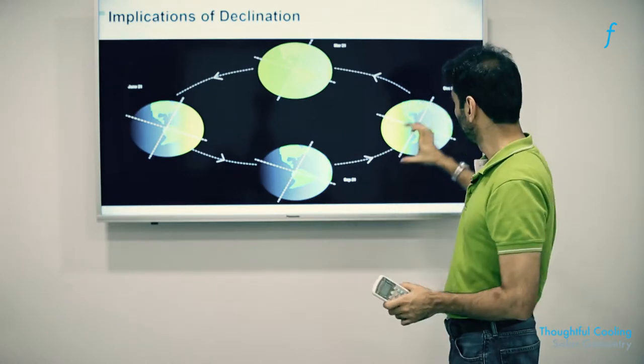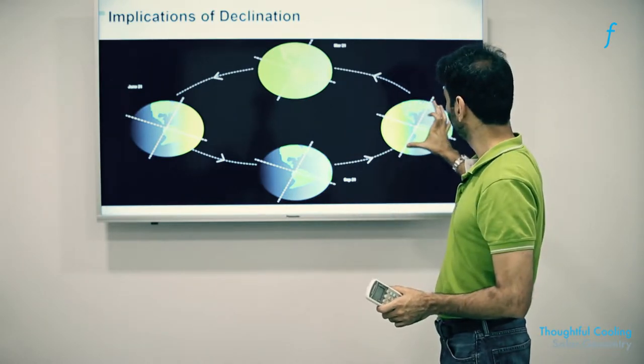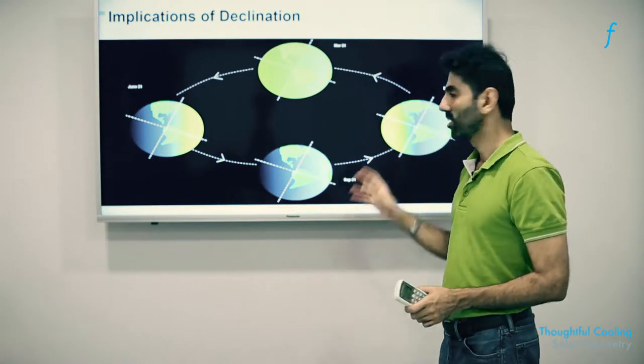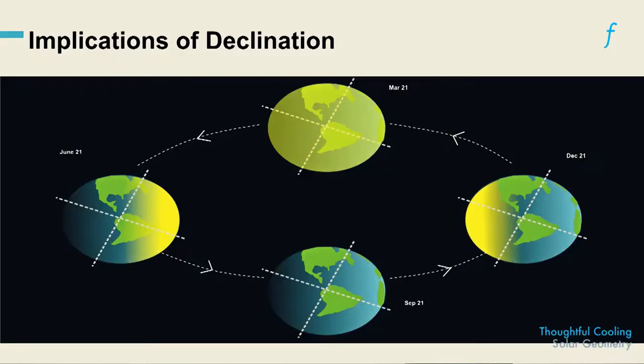So as we can see, a simple change in the angle of the rotation or the axis of rotation creates all this difference. If these were all vertical, each day would be the same and there would be no seasons on Earth.